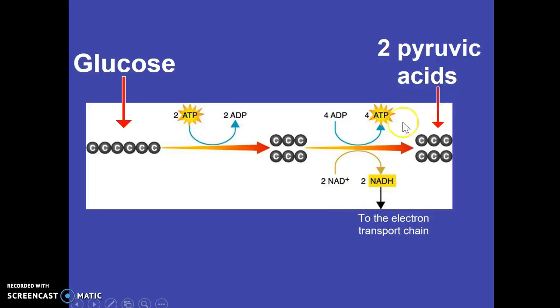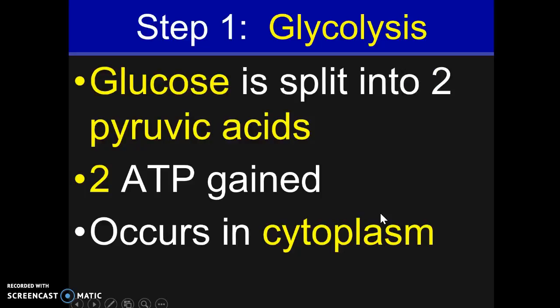Okay? And then our final outcome is 2 pyruvic acids. Now, since we have 4, remember we did have to use 2, so that's where the 2 net comes from of ATP. And we also gain 2 NADH, which was kind of similar to NADPH that we talked about in photosynthesis. It's responsible for carrying electrons.